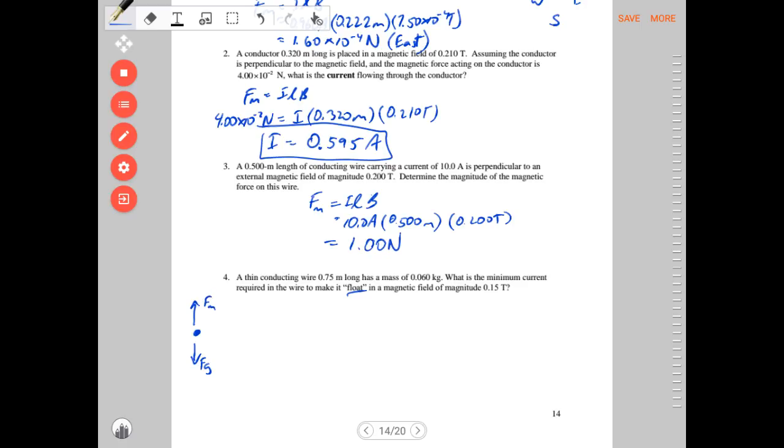Now, if the magnetic force is stronger, this thing is going to accelerate upwards. If the gravitational force is stronger, it's going to accelerate downward. The only way to make it float is if the magnetic force equals the gravitational force. So in this case, ILB, the magnetic force, has to equal the mass times the acceleration of gravity. And this says what is the minimum current, so I'm still looking for the I.